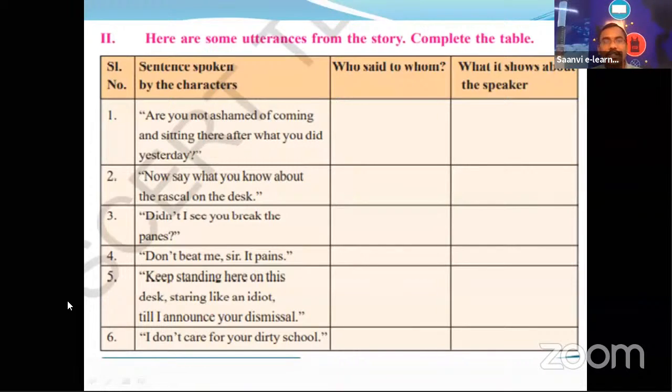Next, the third one. Didn't I see you break the panes? Who said this sentence? The peon said this sentence to Swaminathan. What does it show about the speaker? Authority.